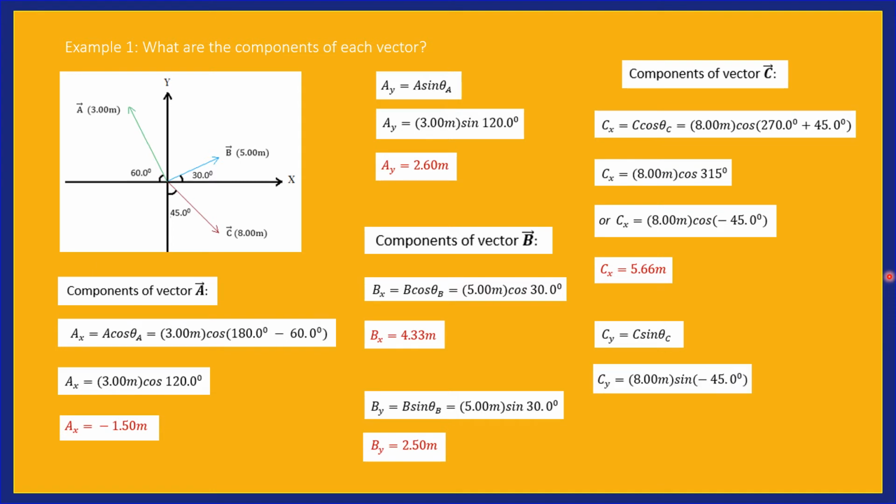And for the y component, we have C sine theta. We have 8 meters, sine of negative 45, and it gives us negative 5.66 meters. Because sine of negative 45 is negative, that's why the result is negative. But cosine of negative 45 degrees is positive, so that's why we have this positive result.